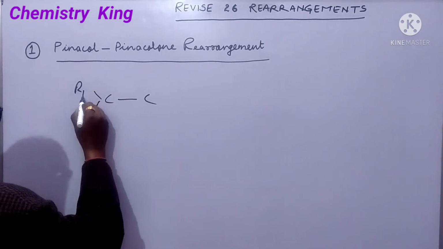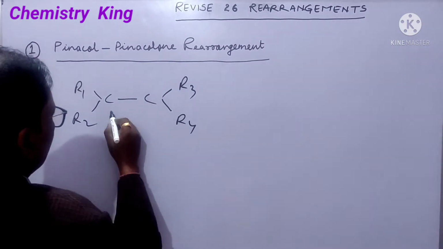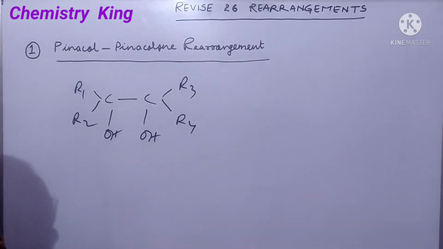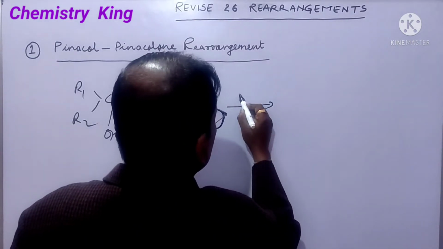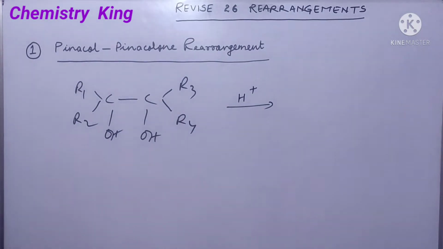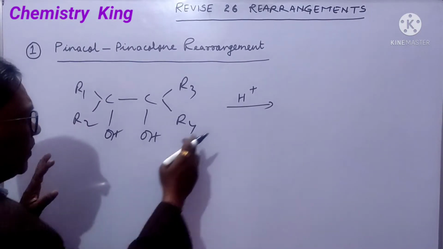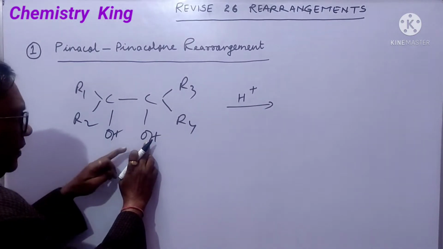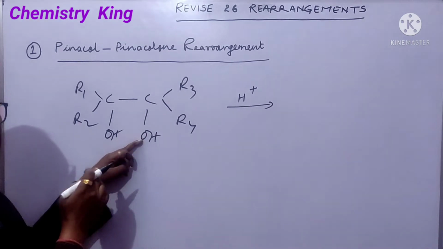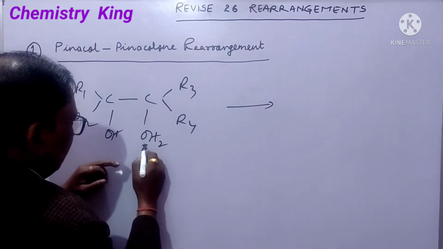It is R1, R2, R3, R4, OH, OH, 1,2 diol. It is pinacol. When it is heated with acid, you will get pinacolone. Here H plus will get attached with this OH, resulting in OH2 plus. Suppose H plus comes here, OH2 plus.